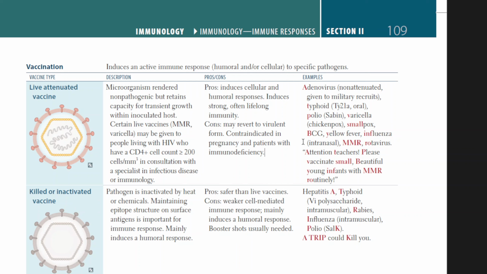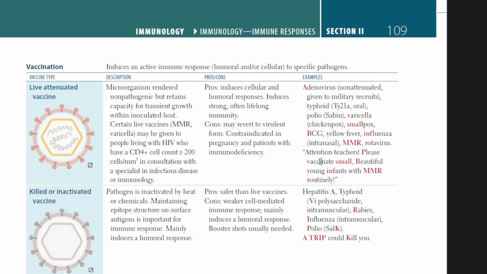This mnemonic is going to help you to remember. Attention teachers, please vaccinate small beautiful young infant with MMR routinely. So let's see. Attention for adenovirus, teachers for typhoid, please for polio, vaccinate for varicella.